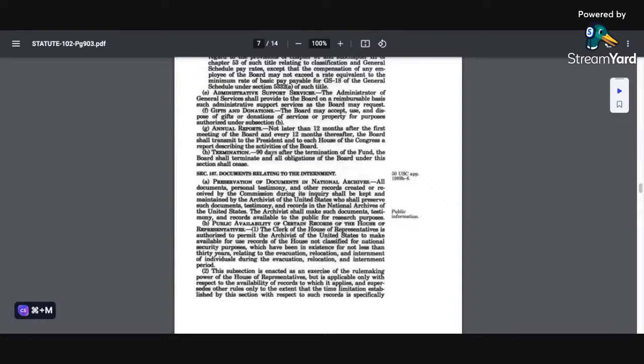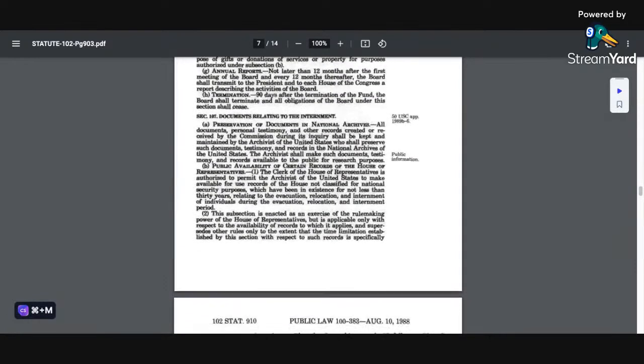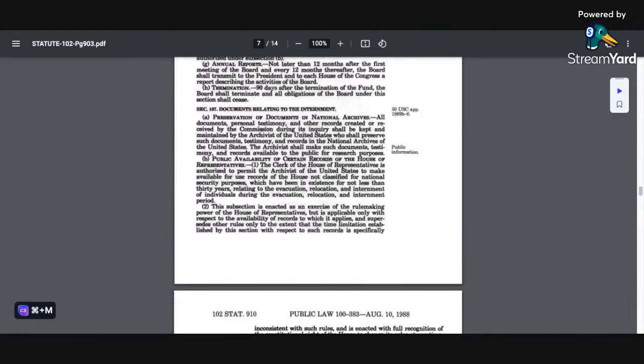G. Annual reports. Not later than 12 months after the first meeting of the Board, and every 12 months thereafter, the Board shall transmit to the President and to each House of the Congress a report describing the activities of the Board. H. Termination. 90 days after the termination of the fund, the Board shall terminate, and all obligations of the Board under this section shall cease. Section 107. Documents relating to the interment.